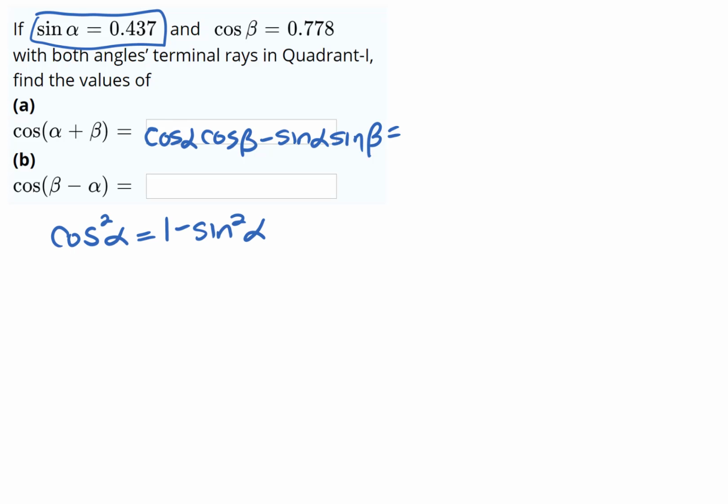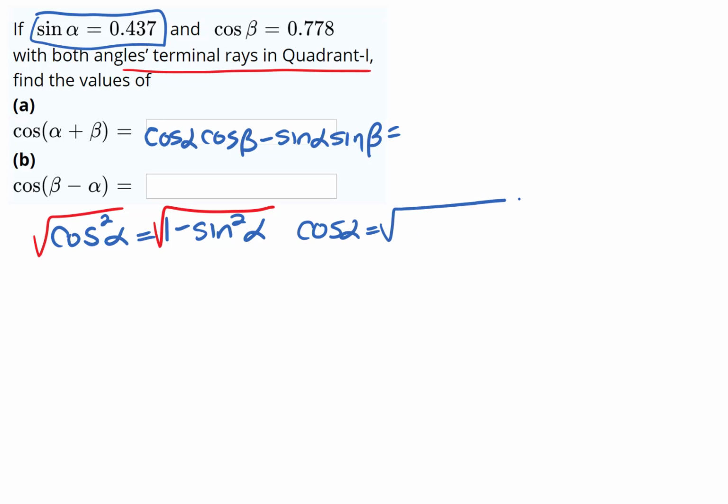Now, I could take this and square root both sides. Normally, we would need to put a plus minus on this side, but it says that the rays are in quadrant 1, so everything is positive. So I don't need to worry about the minus. I want the positive one. So cosine alpha is going to equal the square root of 1 minus sine squared alpha. And sine of alpha was 0.437. That was given to us, and we need to square that. Then we'll put that in the calculator, go to 4 decimal places, and we will have a value for cosine alpha. Let's see what that is.